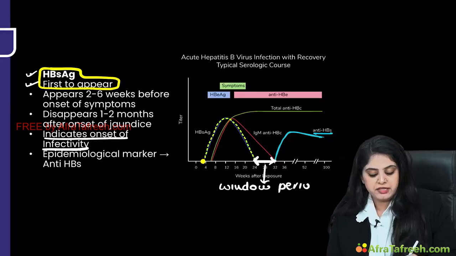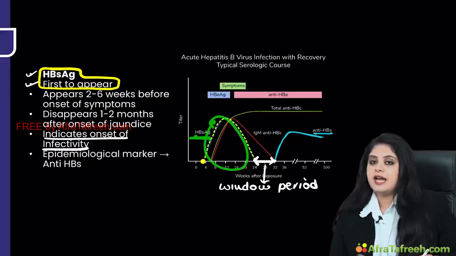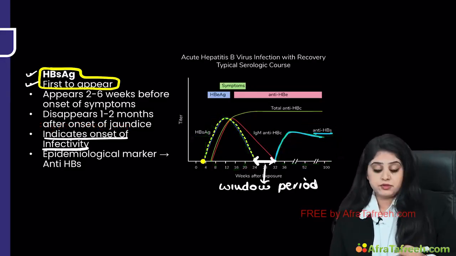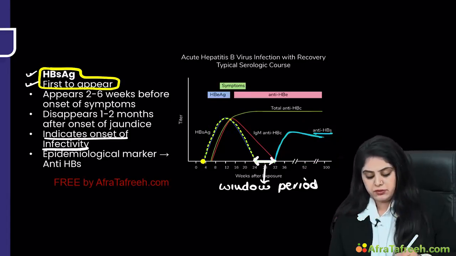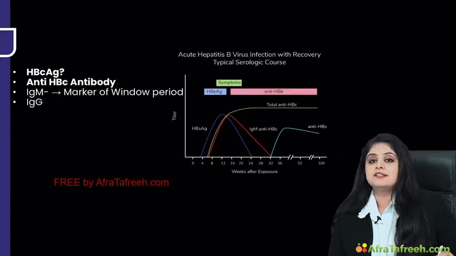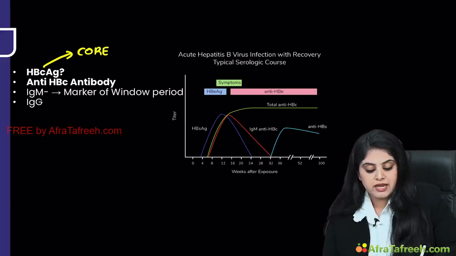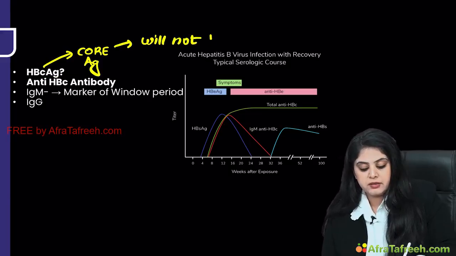You will say, ma'am, diagnosis is very simple. If the patient comes to me in these weeks, the antigen will be positive. If the patient comes in these weeks, the antibody will be positive. But if the patient comes to me in this duration, then what is positive? Please note, there is something called the HBC antigen. Does the antigen appear? No. The HBC antigen was the core antigen. Core antigen will not be released in the blood, so you will never detect it in the blood.